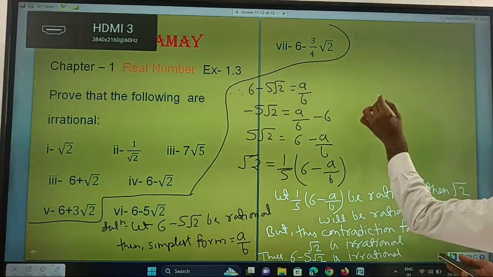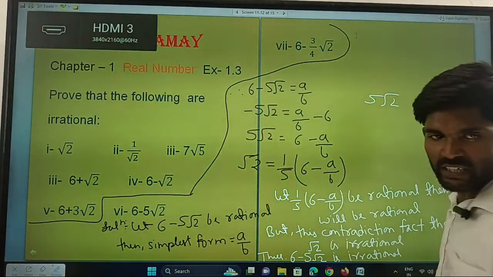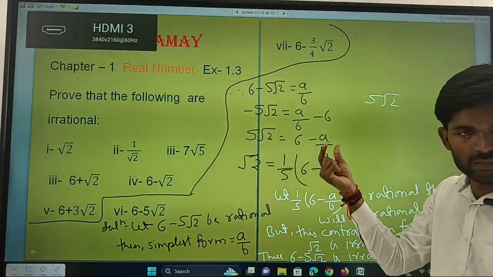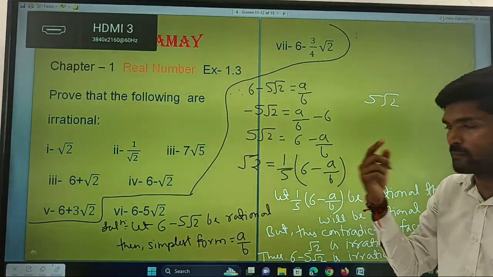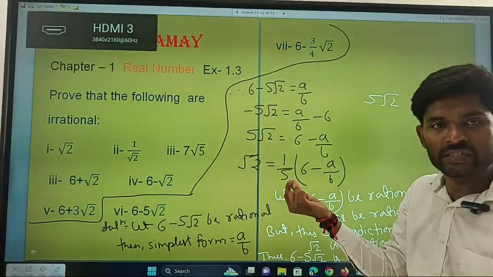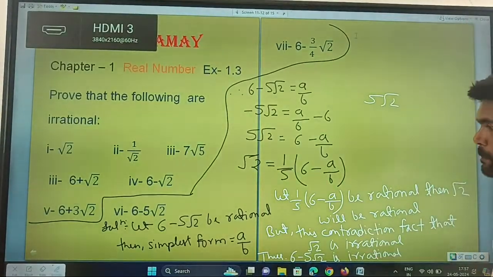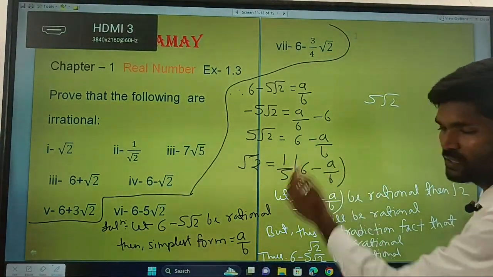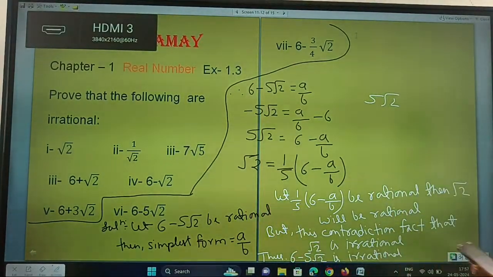Because if plus were written, you would only write 5 under root 2. But here minus is written, so due to the minus, change the order. Change order means the first term will be the second term and the second term will be the first. Then 5 multiplies, so on the other side divide, so you write 1 upon 5, a fraction. Then if the left side is rational, the right side will be rational, but this is irrational.